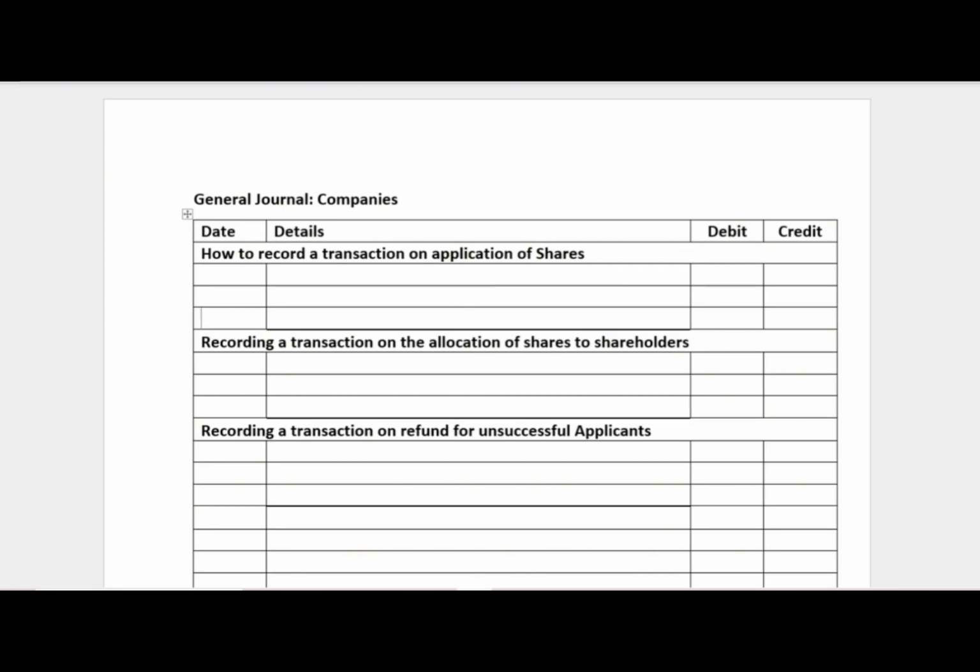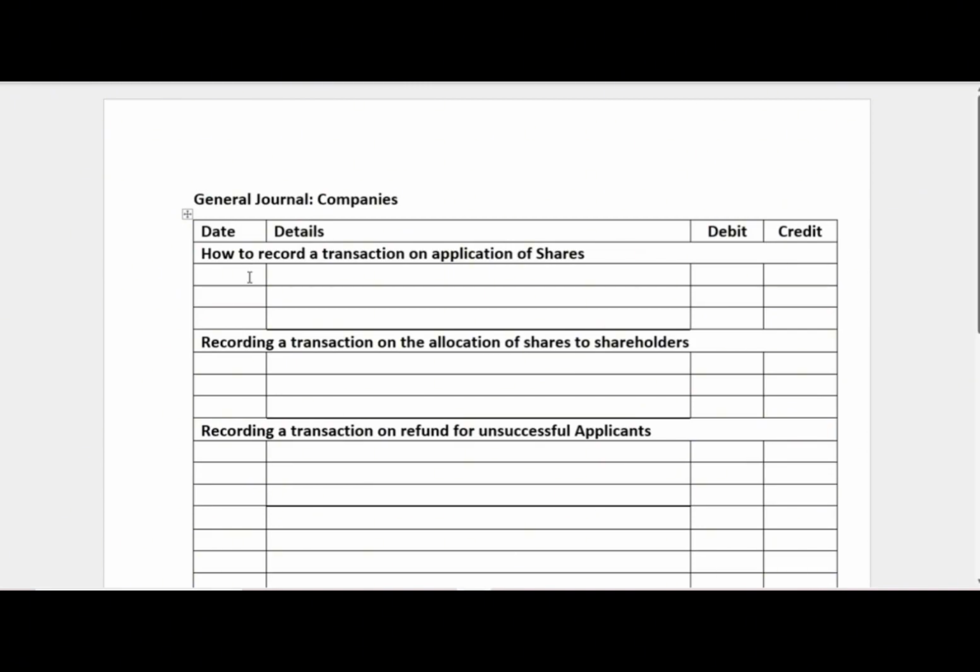Today, I'm going to show you formats on how to record transactions on application of shares, transactions on allocation of shares to shareholders, and the recording of transactions on refund for unsuccessful applicants, right?